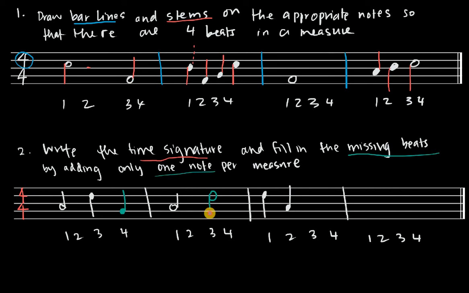And you can draw it anywhere on the staff for this question. 1, 2, and we can only draw 1 note per measure, so I need another half note. 3, 4, and 1 note for a measure. Well, let's just add a whole note because it has 4 beats. 1, 2, 3, 4. And there you go. You're finished that question as well.